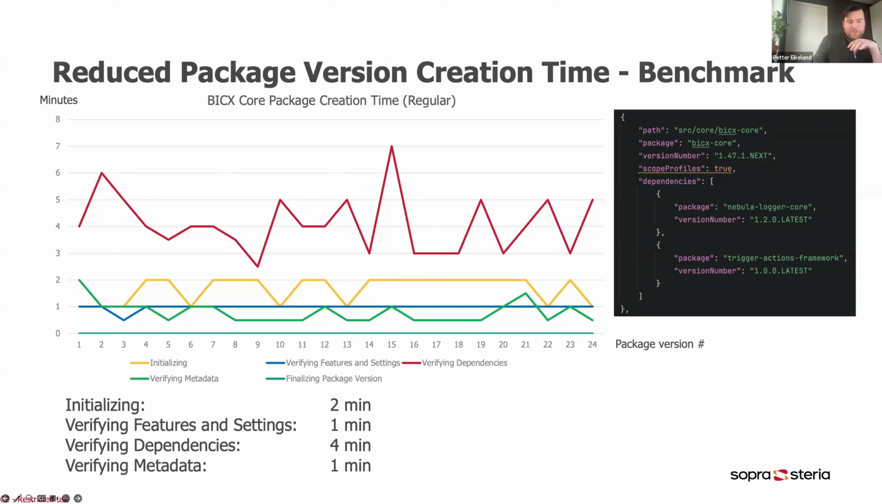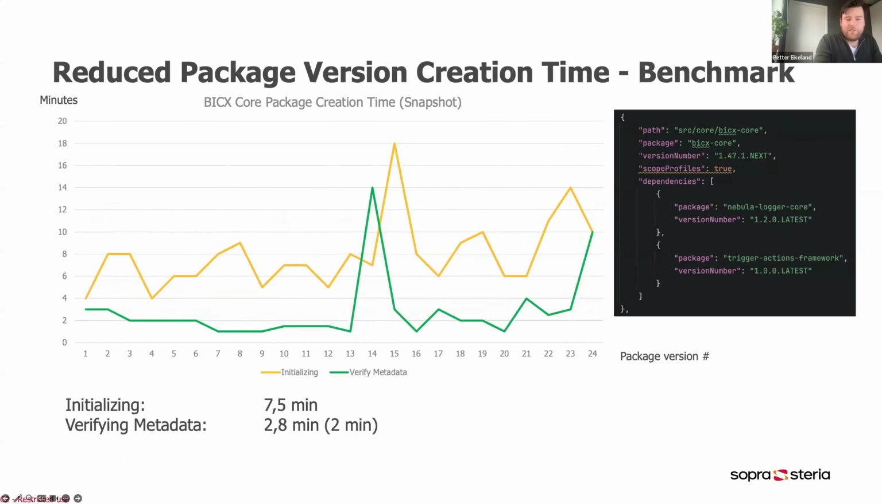So what Scratch Org Snapshots do is that you will see the verifying features and settings and verifying dependencies stages just vanish, because what snapshots provide is a build org with every feature and setting installed and the dependencies you have provided. So it's only two steps now: provisioning that snapshot scratch org and then verifying the metadata. As you can see, the initializing step spikes compared to the regular scratch org.